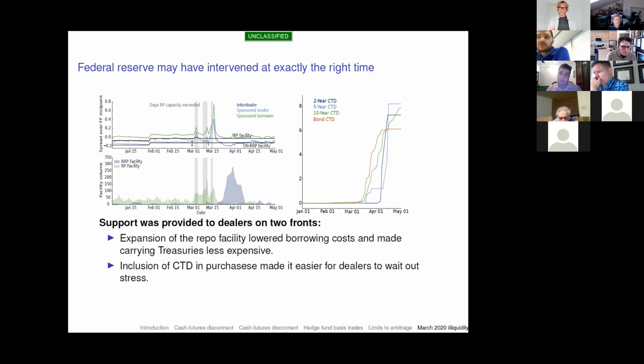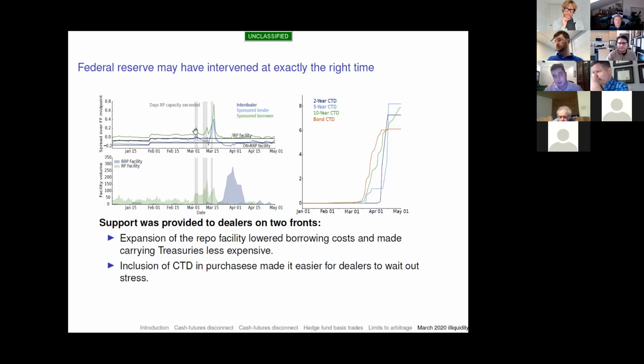Down on this axis, we're showing the volumes in the repo and reverse repo facilities at the same time. Now, what we can see in these gray windows are periods where the amount of volume in those facilities, which are auctioned off, actually pushed the rate up beyond its lower limit. That suggests that essentially the Fed facilities had reached the amount that they were able to lend into the market on those days. And on those particular days, first of all, the repo rates rose during all three of those periods.